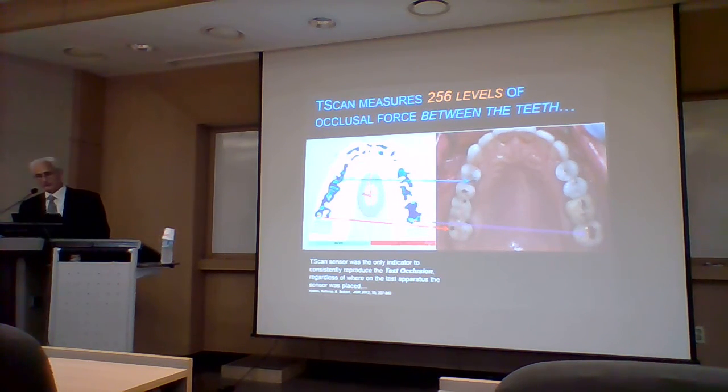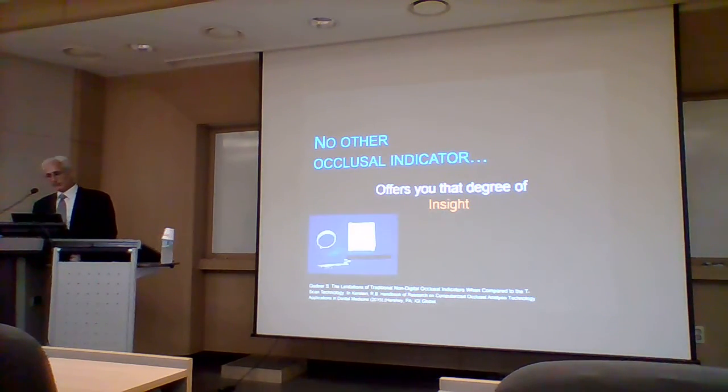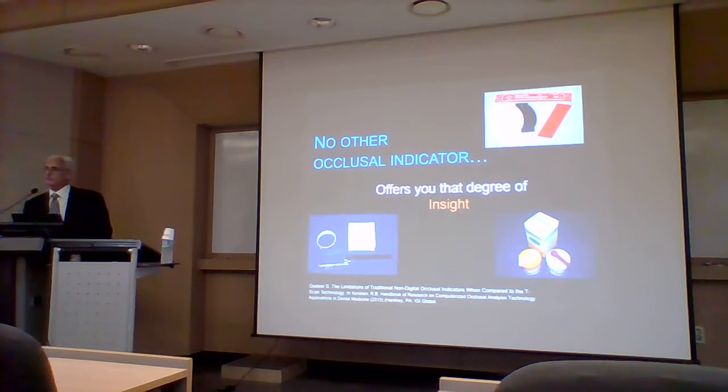So the T-scan is very reproducible. It's been shown in studies to be able to measure force repeatedly, reproduce the test occlusion over and over again. 재현성이 굉장히 높은 디바이스고. And none of these indicators offer you the insight that the T-scan offers you.